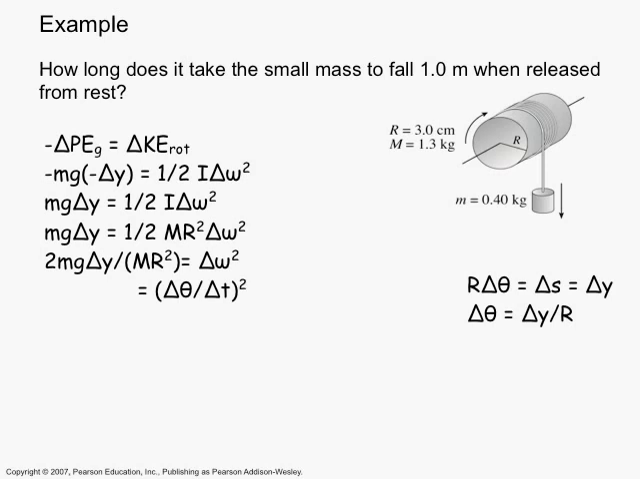Simplifying, taking in what delta theta is equal to, delta y over delta r, we now know we're given the value of delta y, we're given the value of r, we're given the masses, big M and little m, and therefore everything is known. And make sure to include that extra 1/2. We can solve for the time that's asked for.